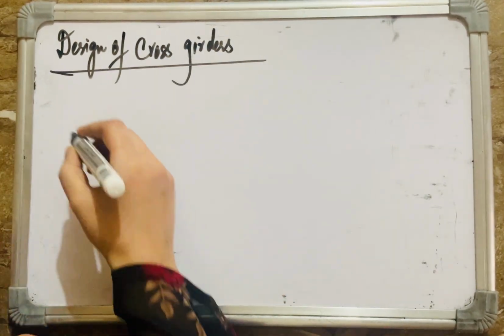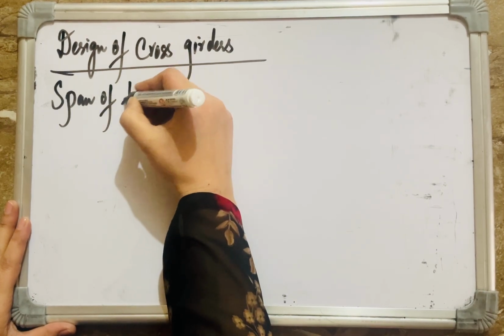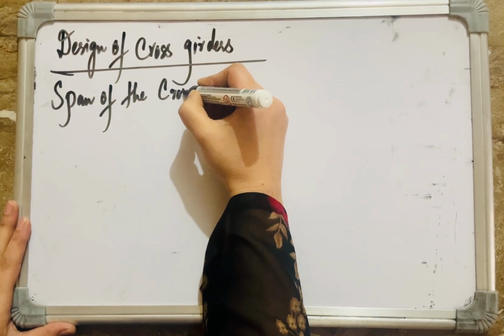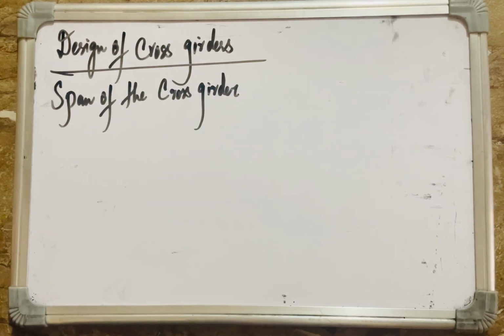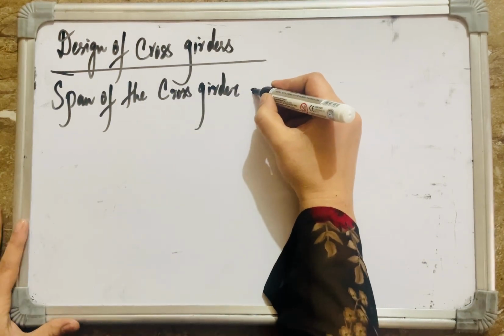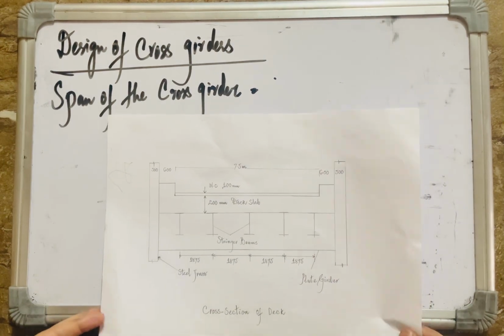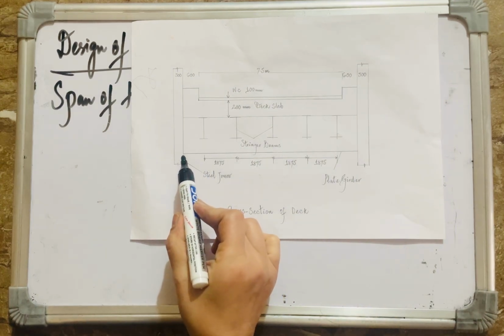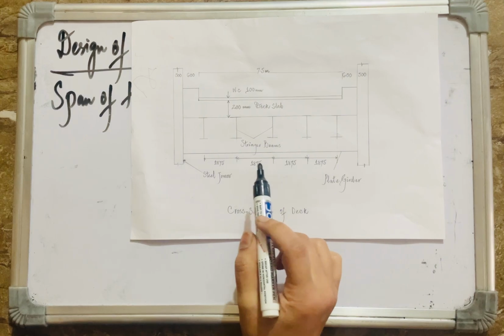All right. First, let us calculate the span of the cross girder. How much is the span of the cross girder? Let me show you in the diagram. You can see in the cross section of the deck itself how much is the span of the cross girder.